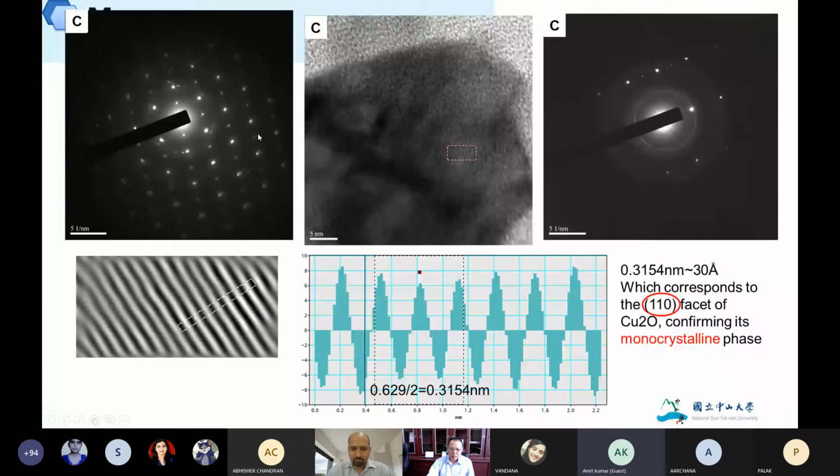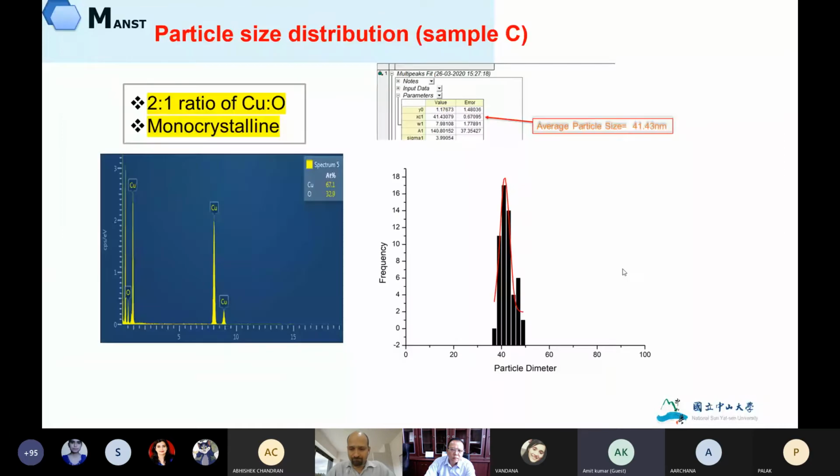As you can see here, you can see the crystal lattices, and you can simply say that they are single crystalline. And if you look at the lower right, it says the spacing is 0.3154 nanometer, which is approximately 3 angstrom. And this corresponds to the 110 facet of cuprous oxide, which is also a confirmatory test to show that our nanoparticle synthesis gives cuprous oxide and not cupric oxide.